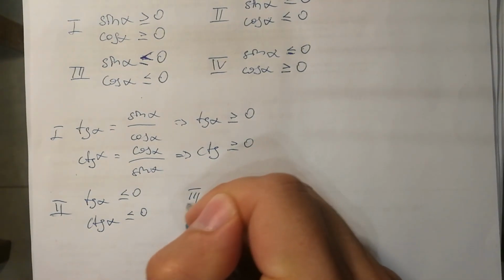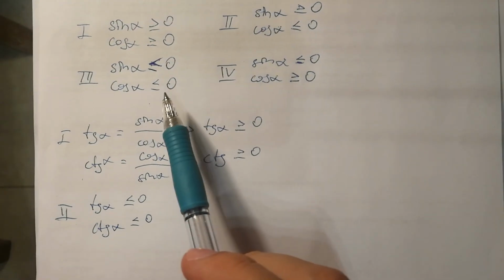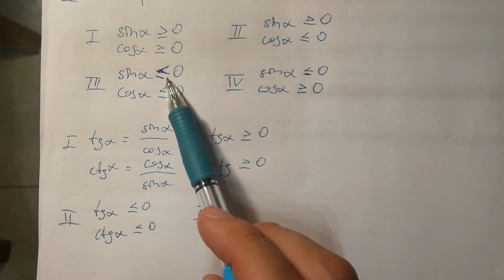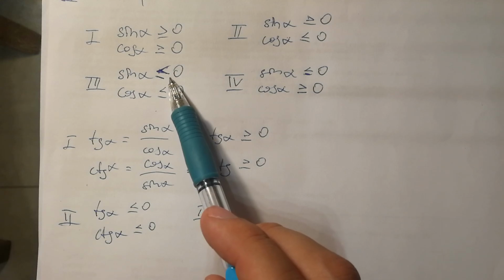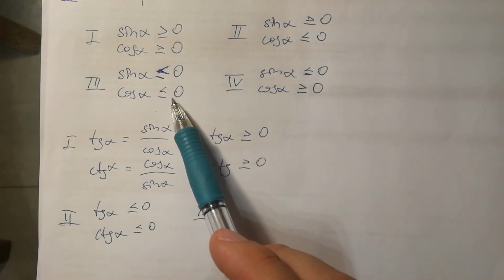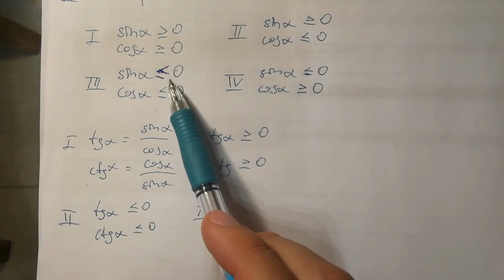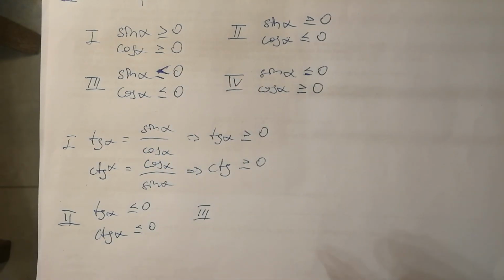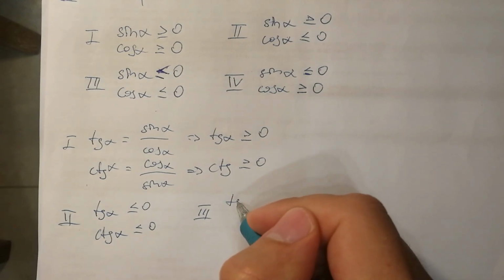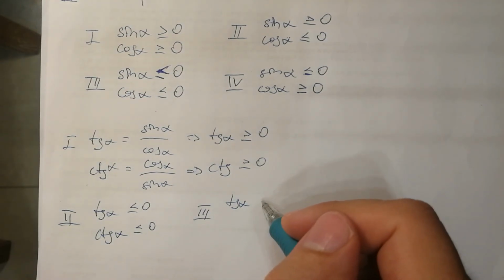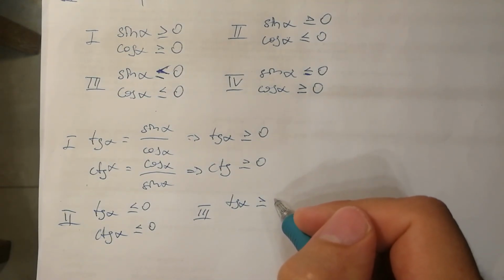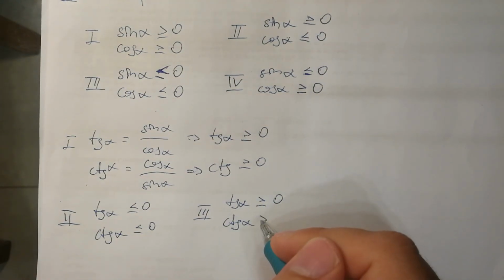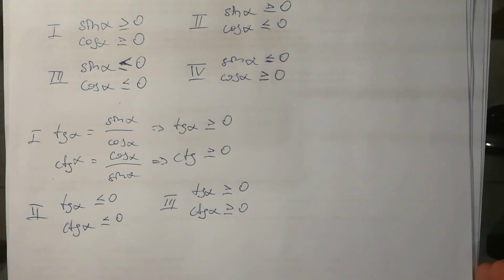For the third quarter, here we have a negative value and here we have a negative value. One negative value we divide by another negative value and we should get a positive value. And tangent of alpha in the third quarter will be equal to or more than 0. And for cotangent of alpha it will be the same situation.